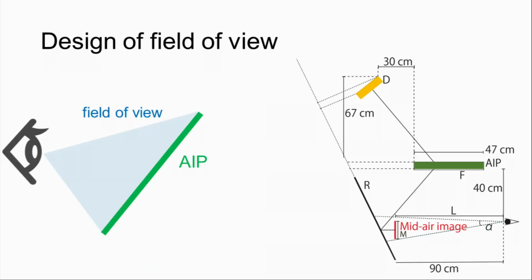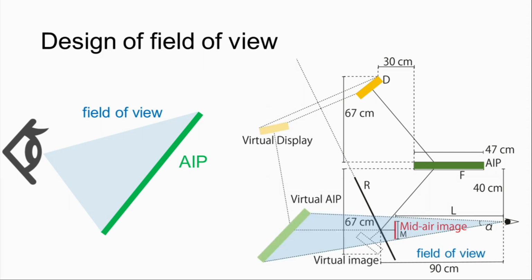Next, I'm talking about design of field of view. Since a mid-air image basically reflects the light from the light source and reimages it, its field of view is the range between the human eye and AIP. In the case of using reflective materials, the apparent position of the AIP and light source may be regarded as a position symmetrical to reflective materials. Therefore, the field of view with this system is the range represented in blue in the figure.